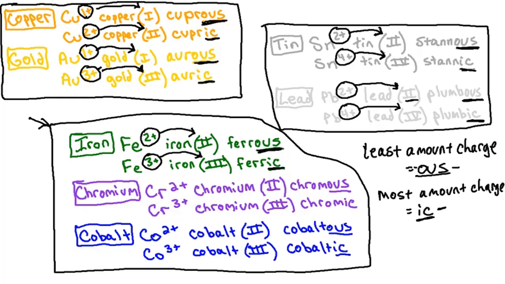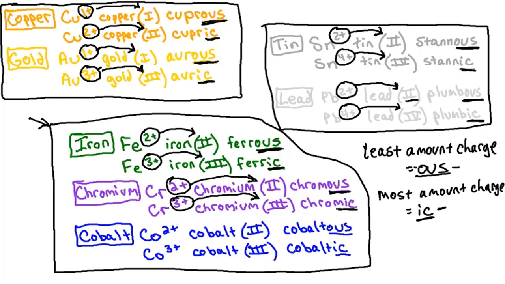Now chromium is abbreviated Cr, and it's going to have either a 2+ or a 3+ charge. That's going to say whether you say chromium Roman numeral 2 or chromium Roman numeral 3. The chromium with the positive 2 charge is the least amount of charge, so that's going to be chromous. And the chromium with the most amount of charge is going to be the chromium 3, so that's going to be chromic.